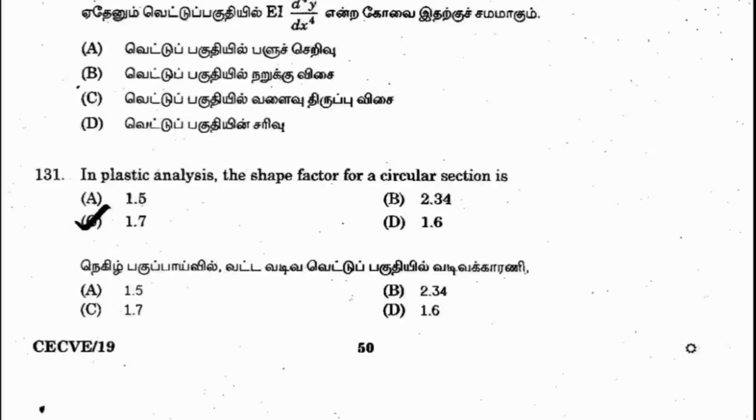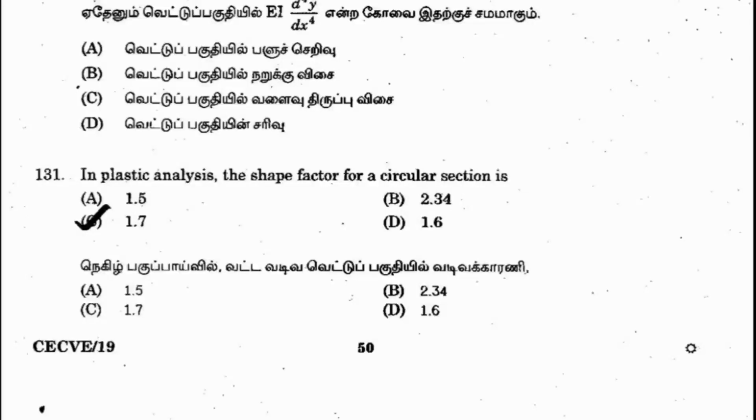In the same question paper, we have already seen that they have asked for the shape factor for the rectangular section also. For rectangular it is 1.5 and here it is 1.7. So what does this shape factor actually mean? It is just the ratio of the plastic moment to the yield moment, or you can write it as plastic modulus to the elastic modulus.